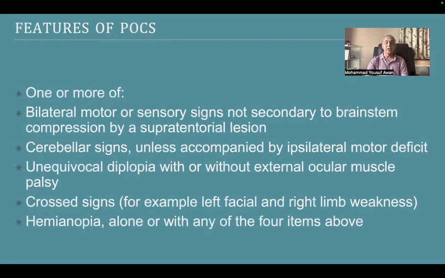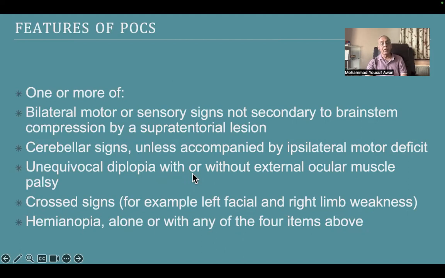Posterior artery circulation syndrome will result in one or more of the following: bilateral motor or sensory signs not secondary to brainstem compression by a supratentorial lesion. We need to rule out brainstem compression from the mass effect of the lesion, but there will be bilateral signs of the brainstem. Cerebellar signs are usually present unless accompanied by an ipsilateral motor deficit.